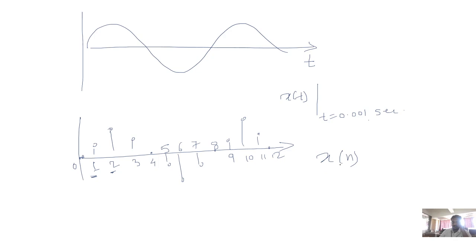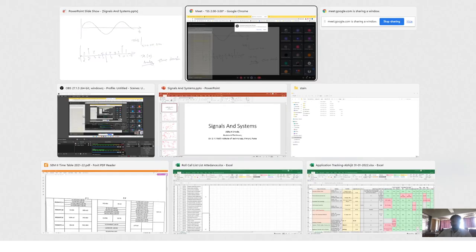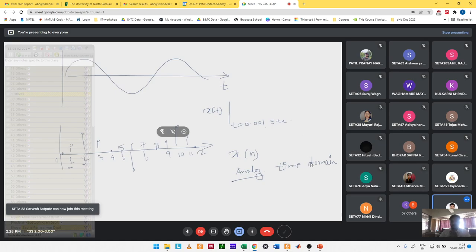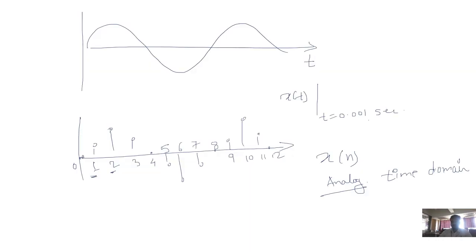Why small x and small n? This is still analog and in the time domain. For these two reasons, we represent it something like this. So this is a representation of a discrete signal and a continuous signal.